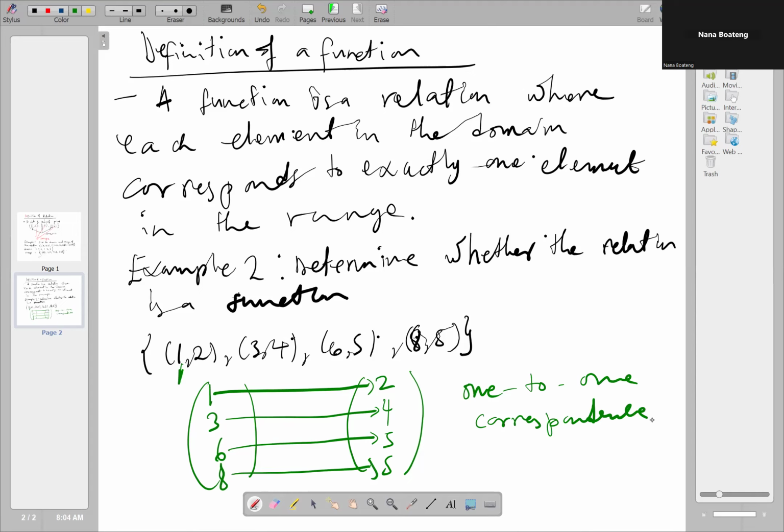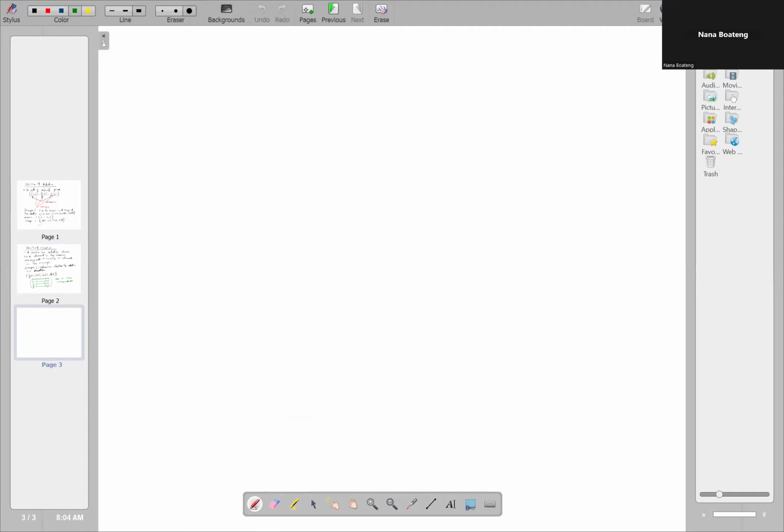All right, so let's look at another example. Let's determine whether this relation is a function or not. We are given (1, 3), (2, 5), (1, 6), and (5, 8).